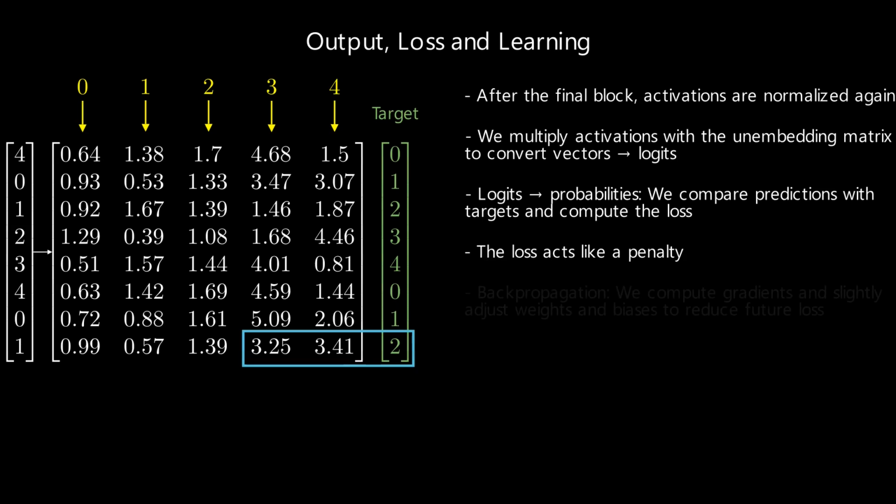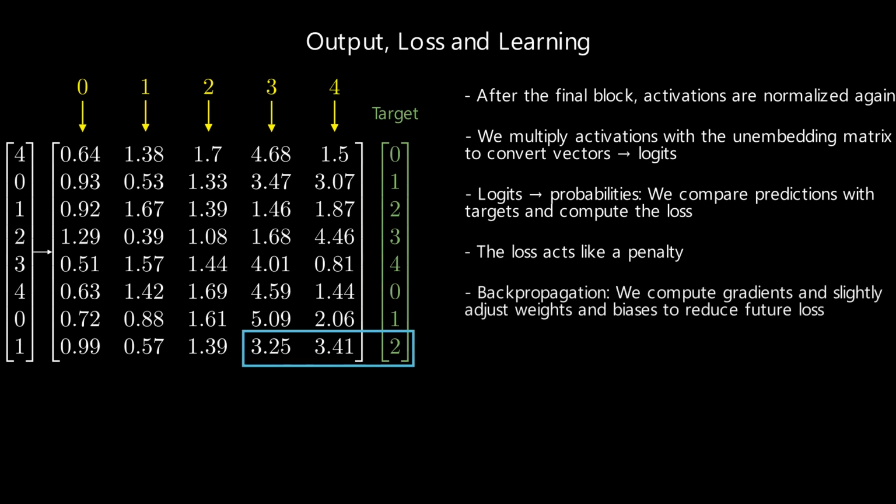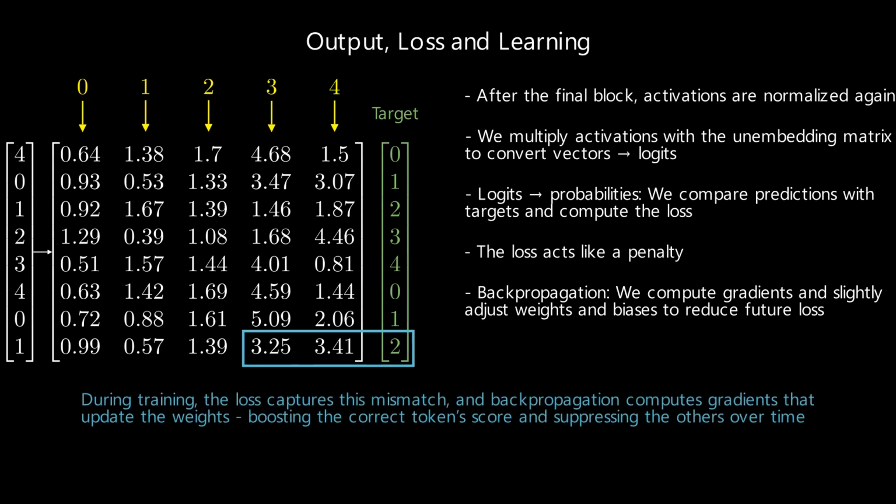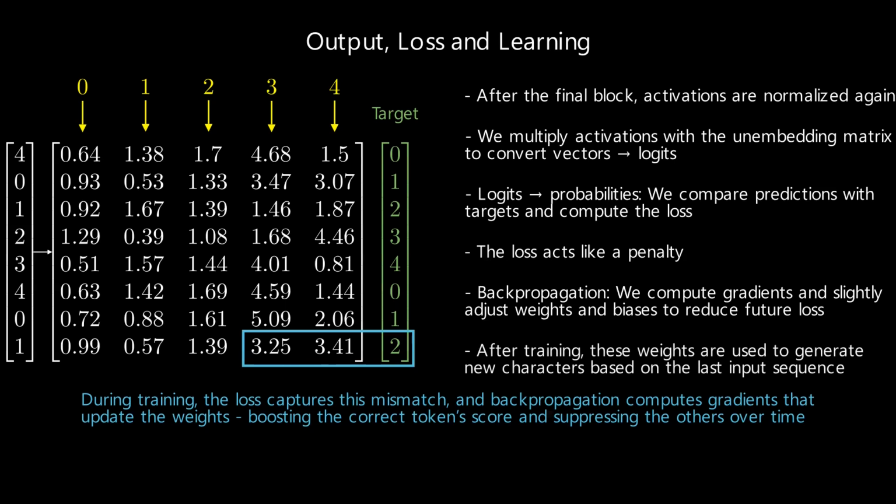This loss acts as a penalty. The model computes gradients with respect to all parameters and adjusts weights to increase the probability of the correct token. This process is called backpropagation. After training, these optimized parameters are used to generate new tokens from a given input sequence.